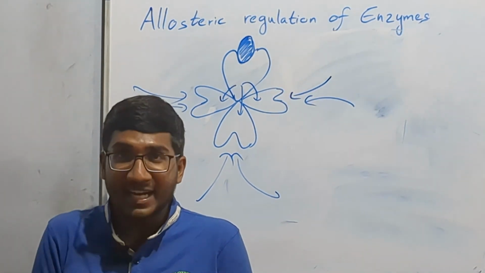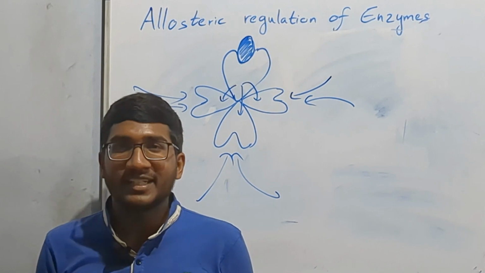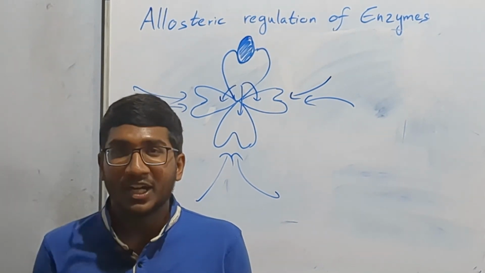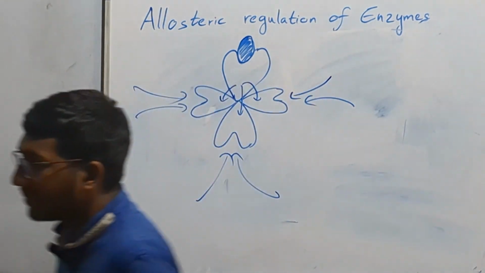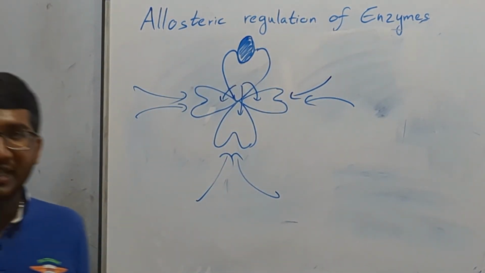Hemoglobin is not an enzyme. It's very clearly stated in the resource book: Hemoglobin, not an enzyme, in brackets. So we should remember that point, and we will discuss the example.